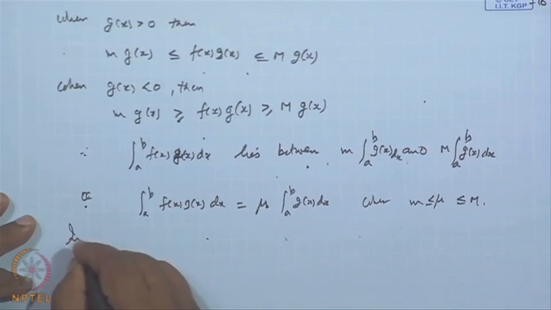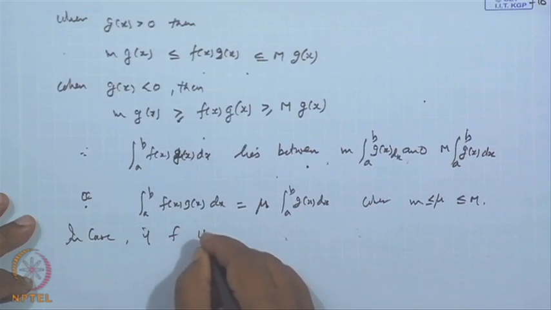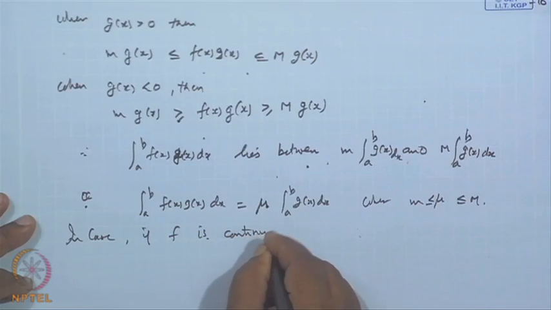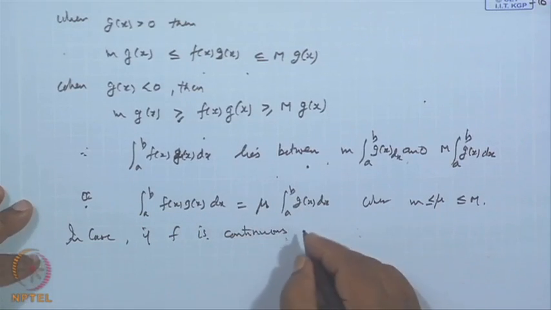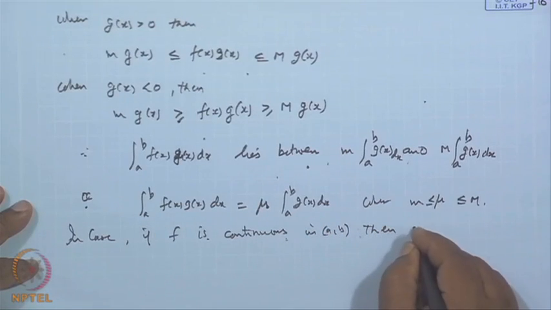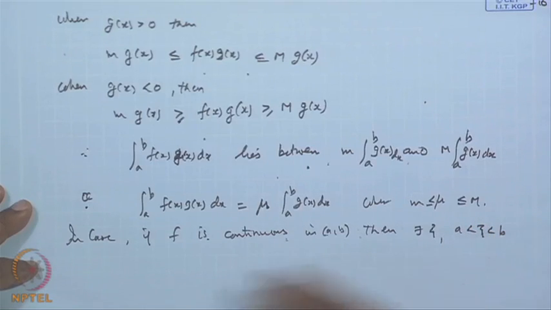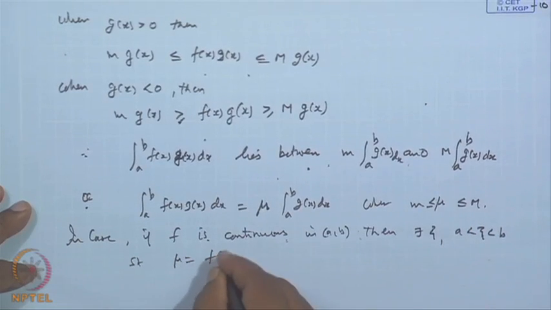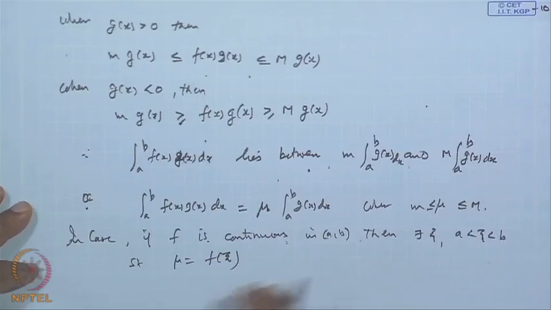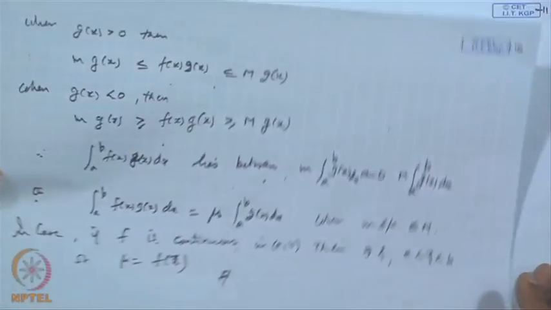In case f is continuous, then this mu can be replaced. If f is continuous in the interval [a, b], then there exists a xi in between this such that mu becomes f of xi. So, we get the result, that is proved. Okay. So, this is the first theorem, the mean value theorem.